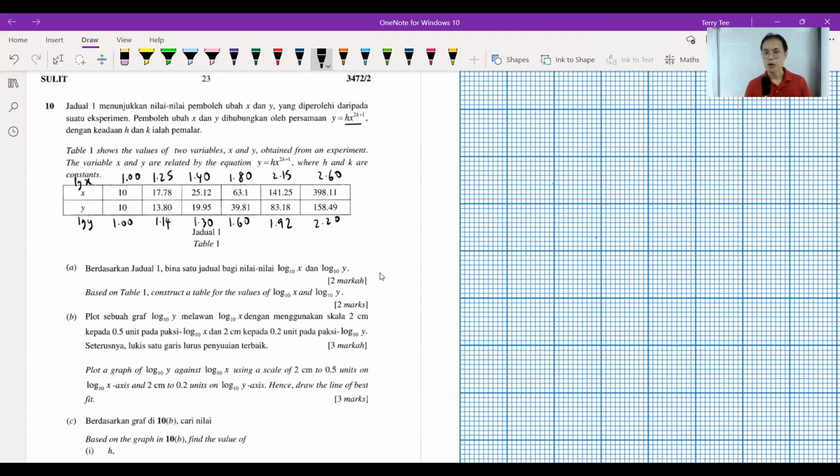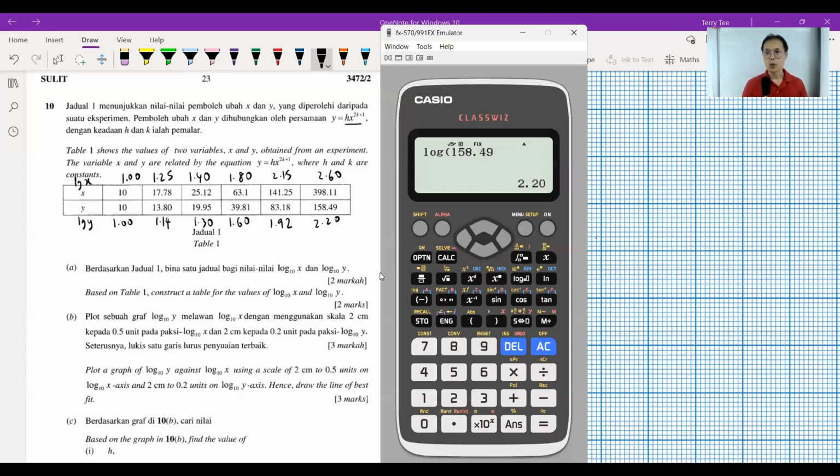Now let's draw. Sorry, before we draw, I want to show you how to use your calculator to predict your gradient and your y-intercept. But first, let's reset our calculator because I don't want 2 decimal point. Shift 9, press 3 equals.